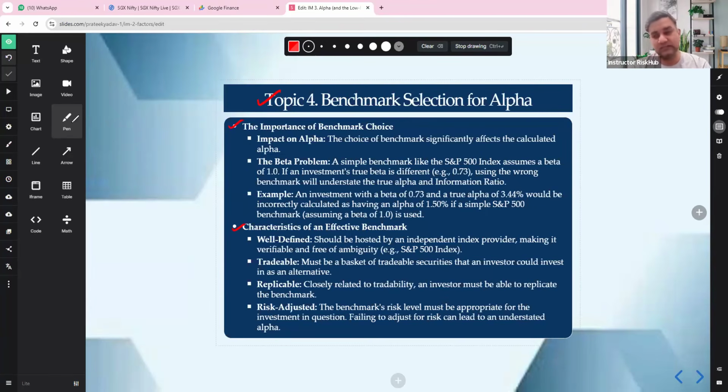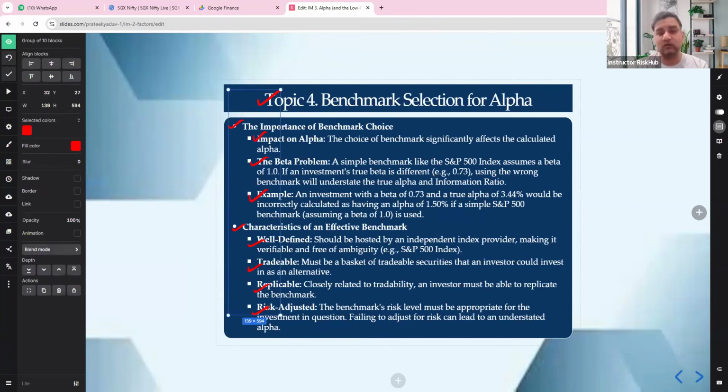And there's a risk management connection here, right? Because benchmark selection affects your alpha, your information ratio, your performance attribution, and your composition decision. So this is all about your governance risk, right? So please go and read about it: impact on alpha, the beta problem. I told you this one example: well-defined, tradable, replicable, risk-adjusted. All these are points. I've added some extra points also so that you have a comprehensive understanding. Go back and read about it.